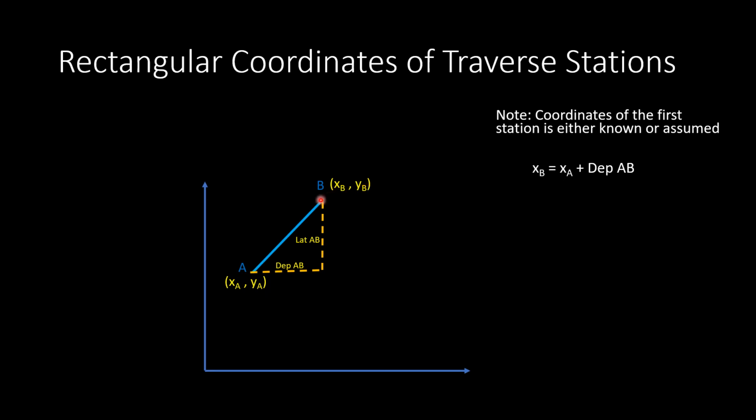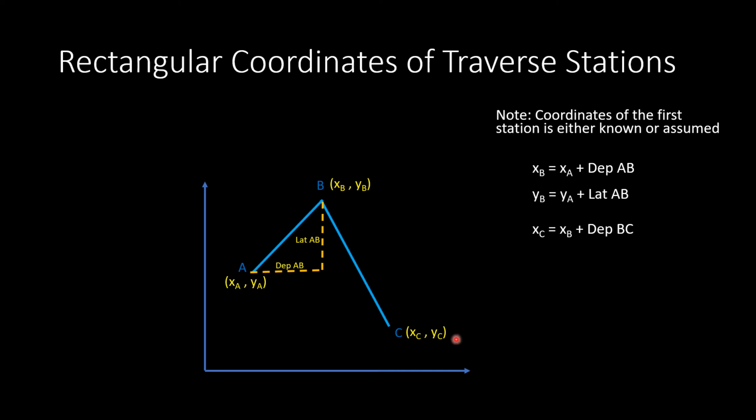Similarly, y sub B, the y coordinate of point B, starts from the x-axis, which is equal to the sum of the y ordinate or y coordinate of A, y sub A, together with the latitude of AB. So y sub B equals y sub A plus the latitude of AB. We continue to our next station point C with coordinates x sub C and y sub C. We apply the same formula. To find x sub C is to simply add to x sub B the departure of line BC.